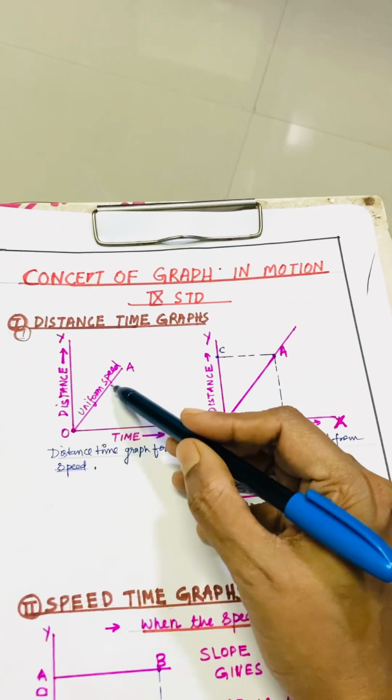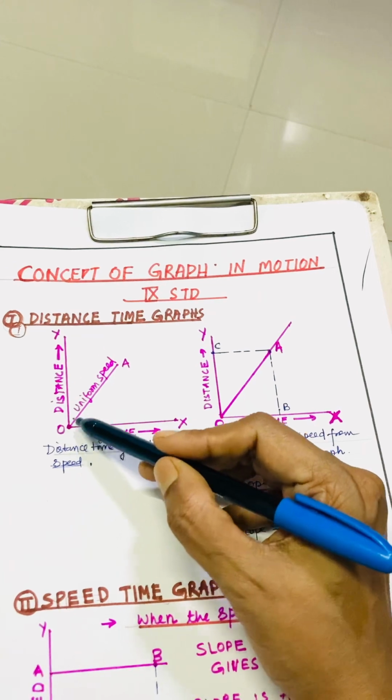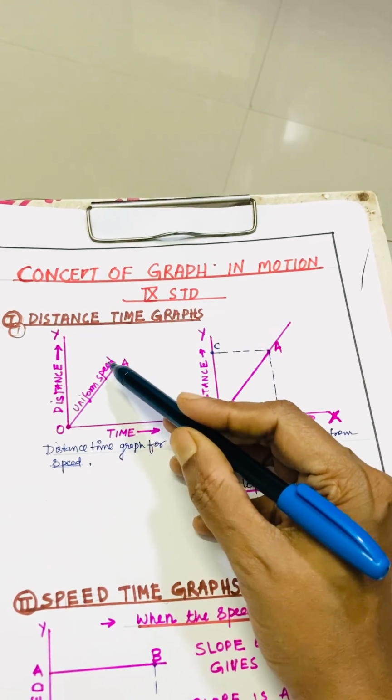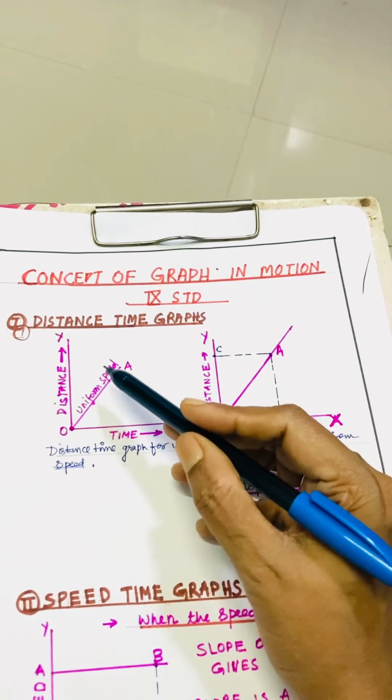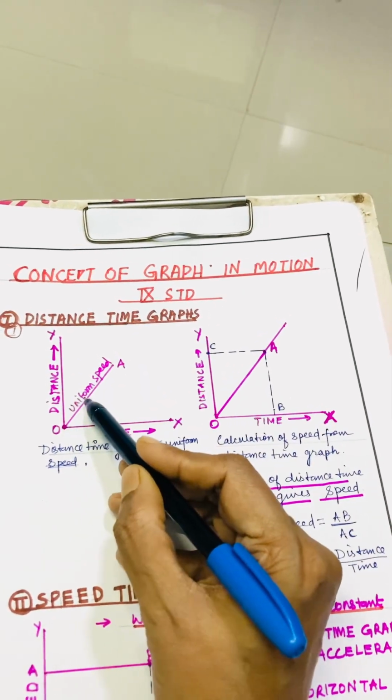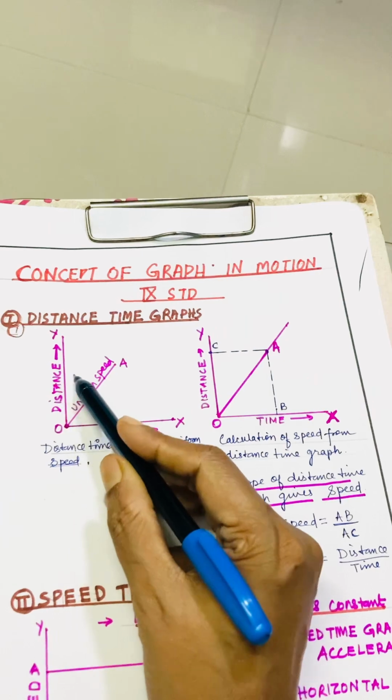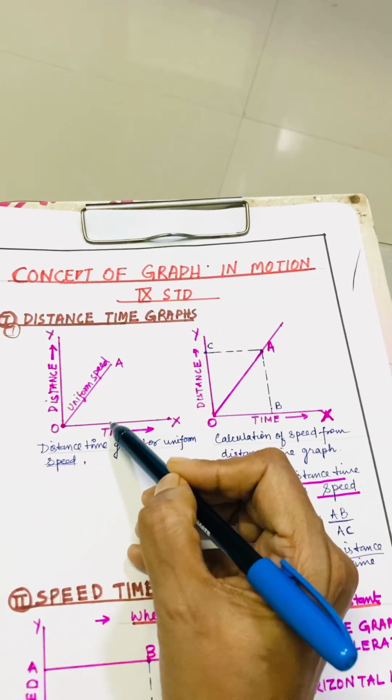Now if we get a straight line, this is the graph we get for uniform speed, which means the body travels equal distances in equal intervals of time.